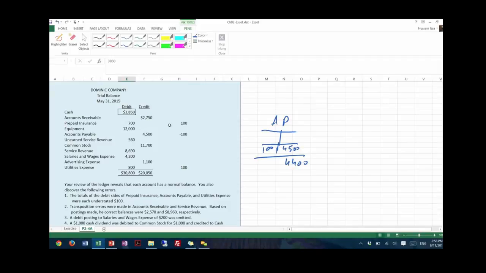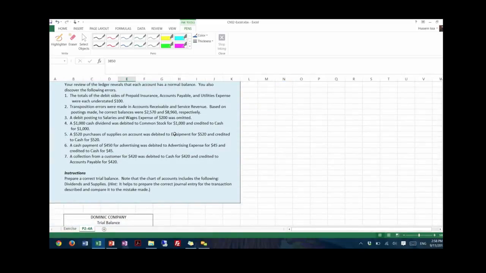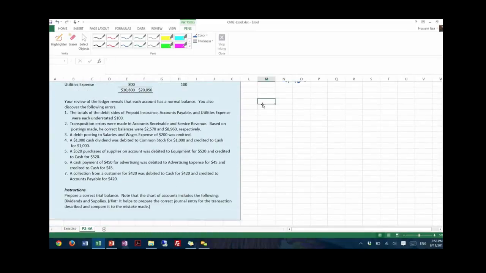So we started with 3,850. So for cash, we have 3,850. What do we have here? Let's look at them one by one and see which one had cash affected. Transposition errors were made in accounts receivable and service revenue. Cash was not involved. A debit posting to salaries and wages expense of $200 was omitted.